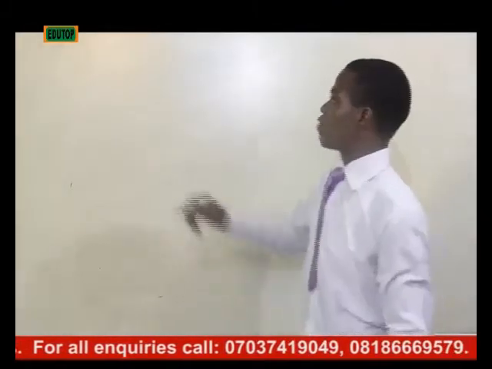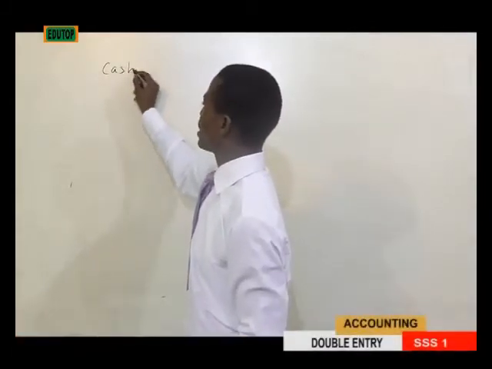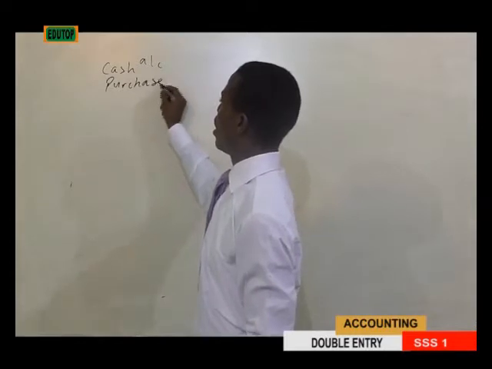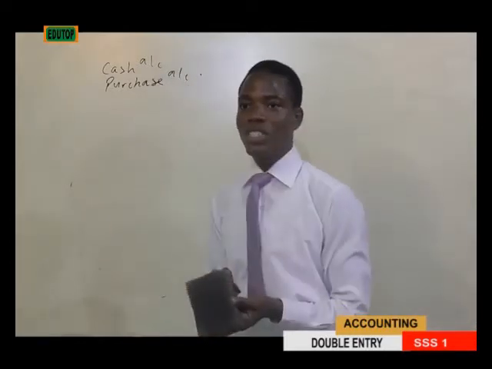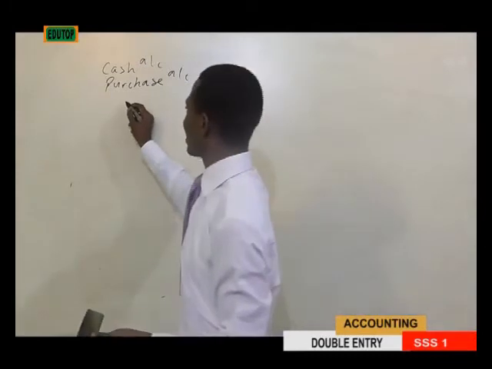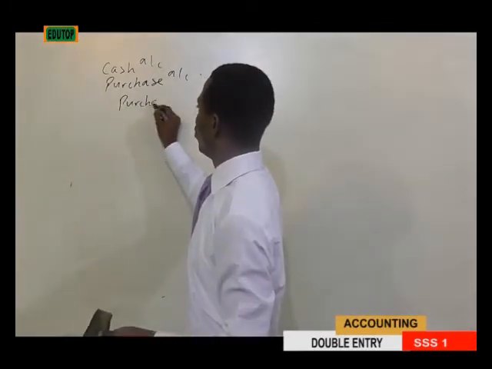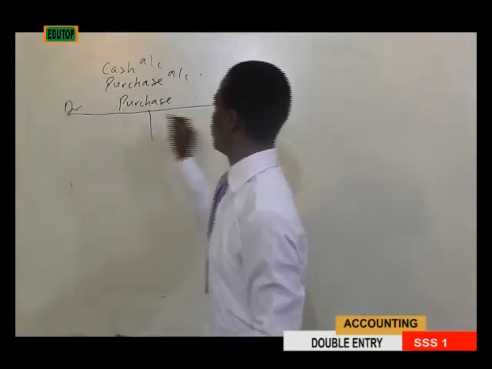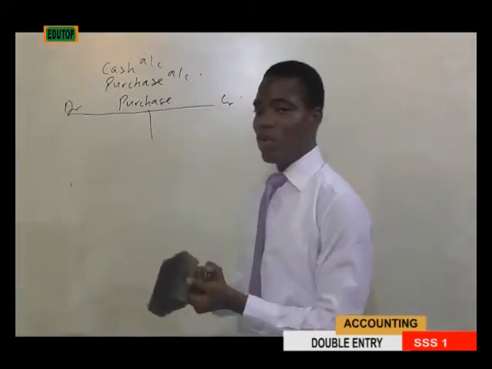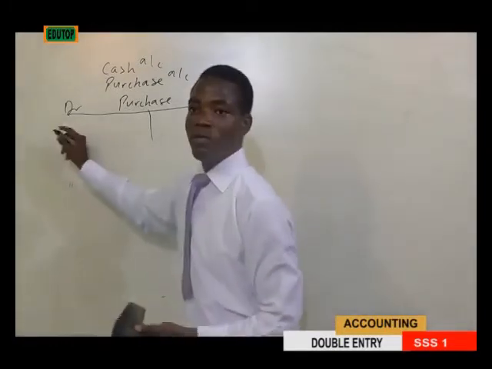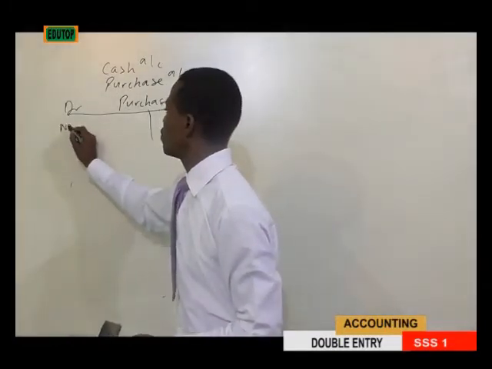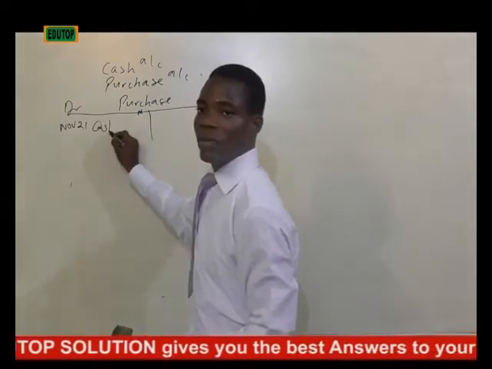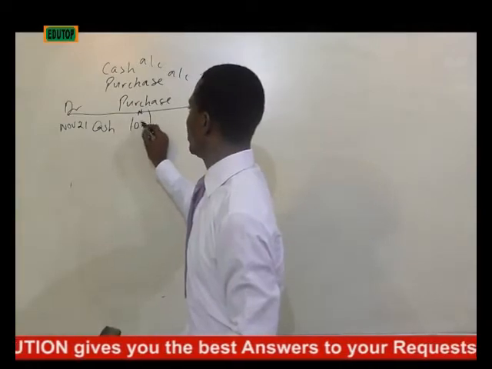So the first thing you have to recognize is cash account and purchase account. How much is it? 200 naira? So cash purchase account, you know, when you purchase, this is the ledger. When you purchase, that goods comes to you, so you receive. So that means we have November 21, cash, 100 naira.